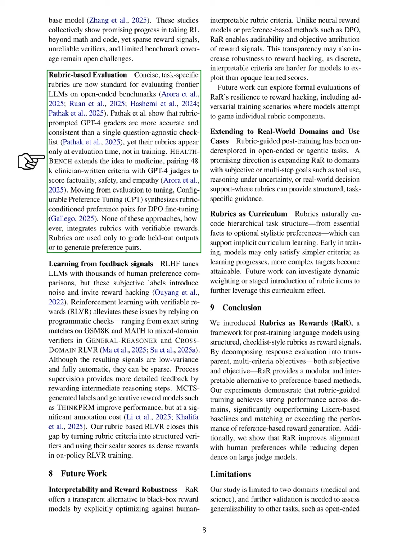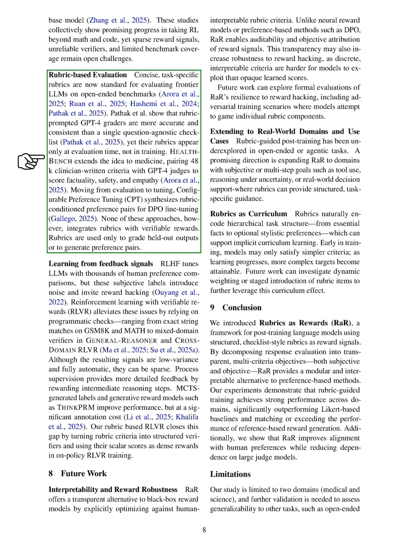We also highlight the use of concise, task-specific rubrics for evaluating advanced LLMs. Research shows that GPT-4 graders using rubrics are more accurate than those relying on a general checklist, although rubrics are only applied during evaluation, not training. The HEALTHBENCH project pairs clinician-written criteria with GPT-4 to assess various aspects like factuality and safety. However, current methods do not integrate rubrics with verifiable rewards, using them only for grading or generating preference pairs.